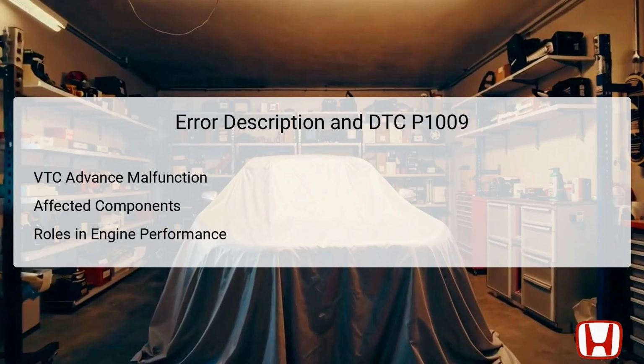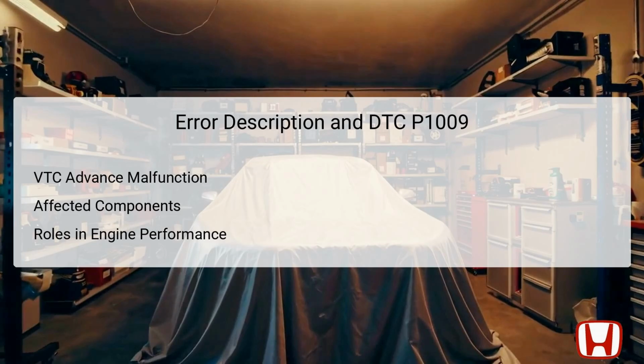DTC P1009 signifies a malfunction in the VTC Advanced system, which plays a vital role in the overall performance of the Honda Accord's engine. The VTC actuator adjusts the camshaft timing based on engine speed and load conditions, promoting efficient fuel combustion while optimizing power output. The VTC oil control solenoid valve regulates the oil flow to the VTC actuator, affecting the timing modification process. If either of these components fails, it can lead to various performance issues, including reduced engine power or increased emissions.